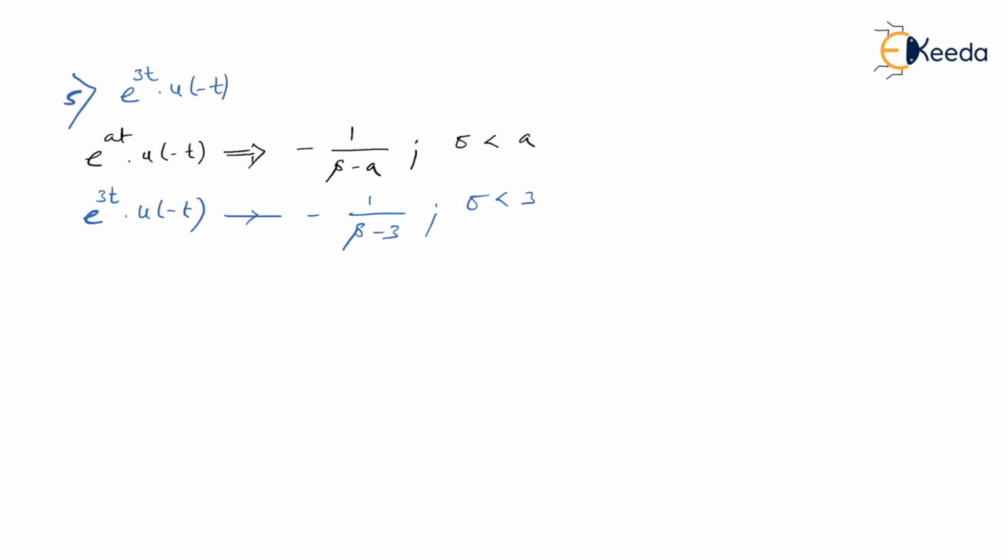Then it will have a Laplace transform as minus of 1 upon s minus 3, where sigma is less than +3. We know that whenever a function is multiplied with u of -t, this negative sign always appears over here. Am I right? Secondly, whenever a function is multiplied with u of -t, then the ROC is always present to the left hand side with respect to the pole. Here, the value of the pole is 3. So this 3 is your pole now. Am I right? Let us try to have the ROC for this.